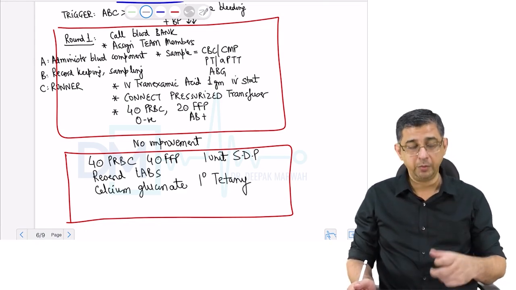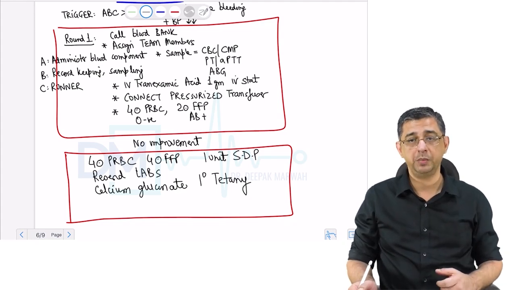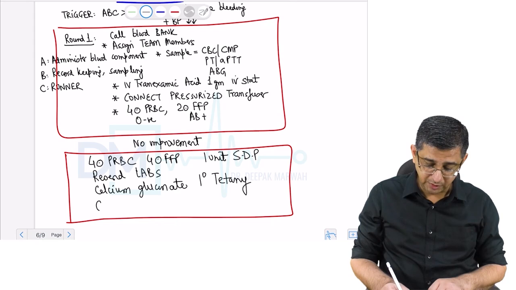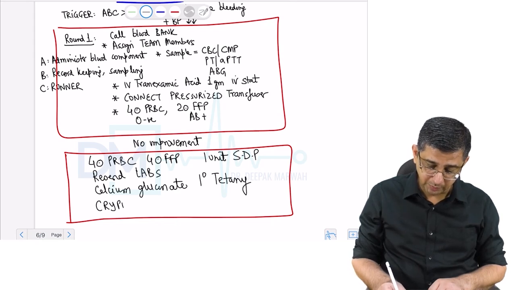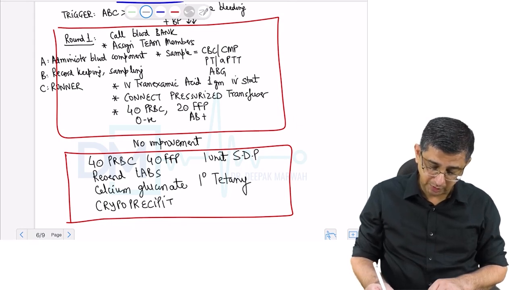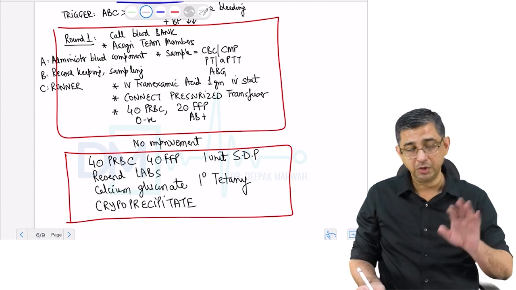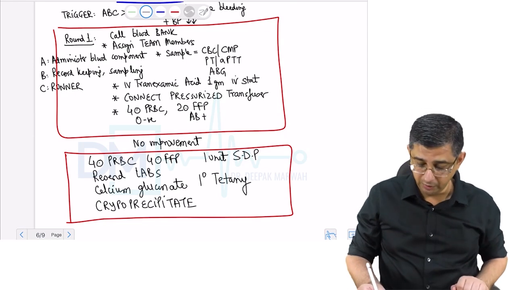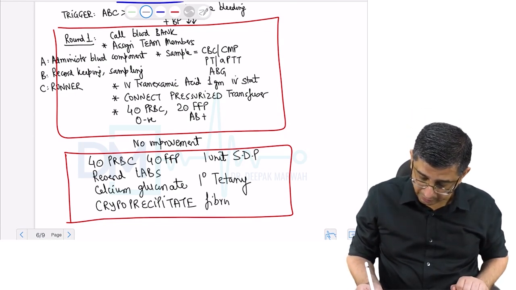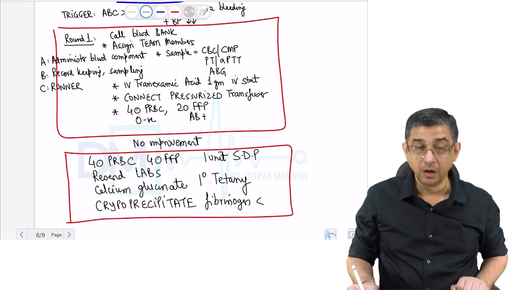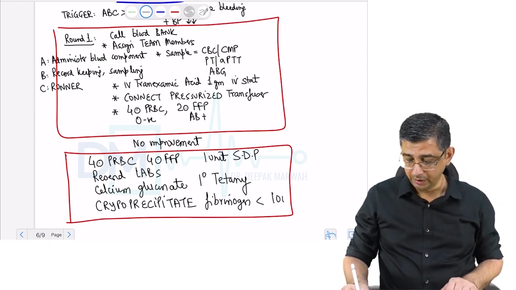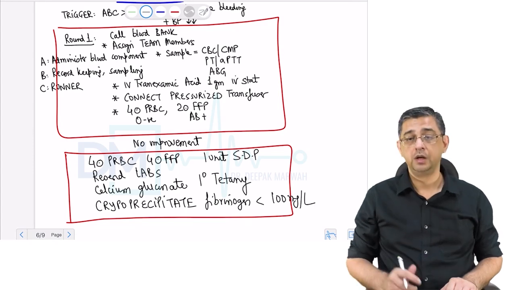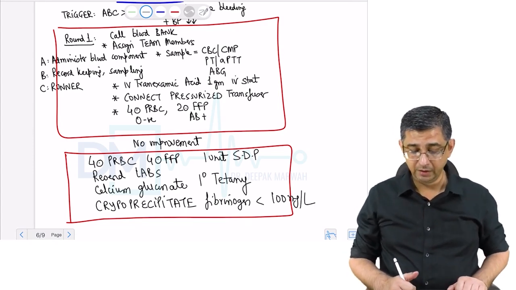So to prevent the development of tetany, calcium gluconate will be given to the patient in round number 2, and he says that you may even use cryoprecipitate. Now this is a new thing which I did not mention initially, because most of the time we use only RBCs, fresh frozen plasma, and platelets. But cryoprecipitate may even be required if the fibrinogen values in the patient are turning out to be less than 100 milligram per liter.